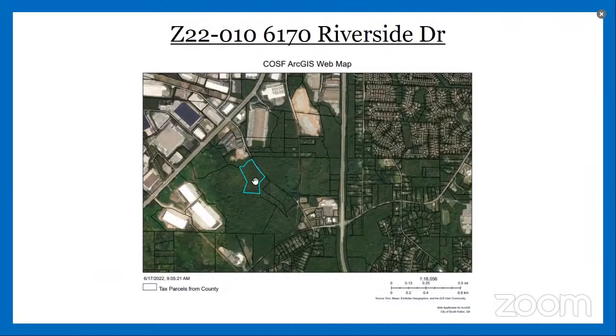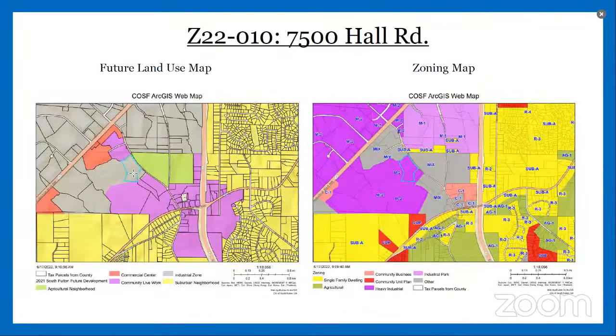This is where the site is located. This is Camp Creek Parkway right here. This is Campbellton Road. And then this is the new Publix that they're building. This is Fulton Industrial Boulevard. And then this is Riverside Drive. And so it's this site right here. On the zoning map, you can see that the future land use here is industrial, I guess, due to adjacency to Fulton Industrial. And the current zoning is M2, which is industrial.